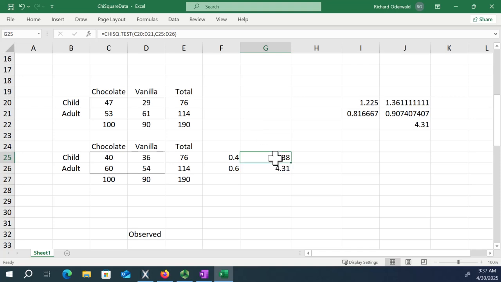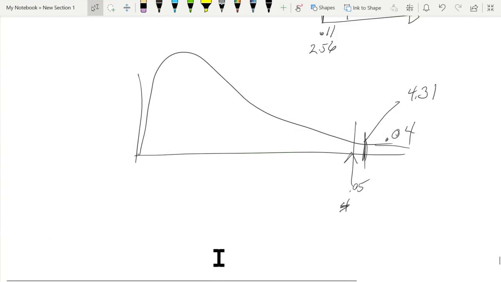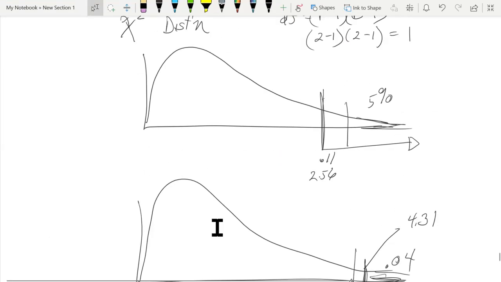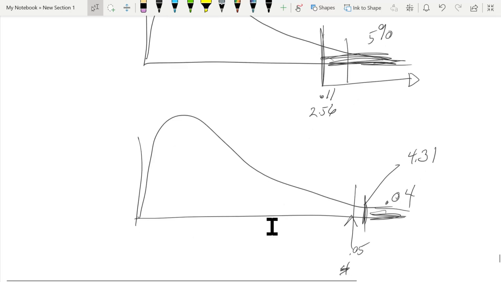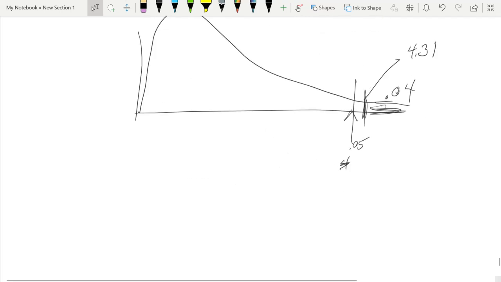But this is the value in the tail, and if my critical area is 5%, this is within that 5%. And so what I'm getting out of my chi-square test function is how much is in the tail. This bit here. And for this one, it was this bit here. All right, so keep that in mind. We're going straight to the result. There's no stops along the way.